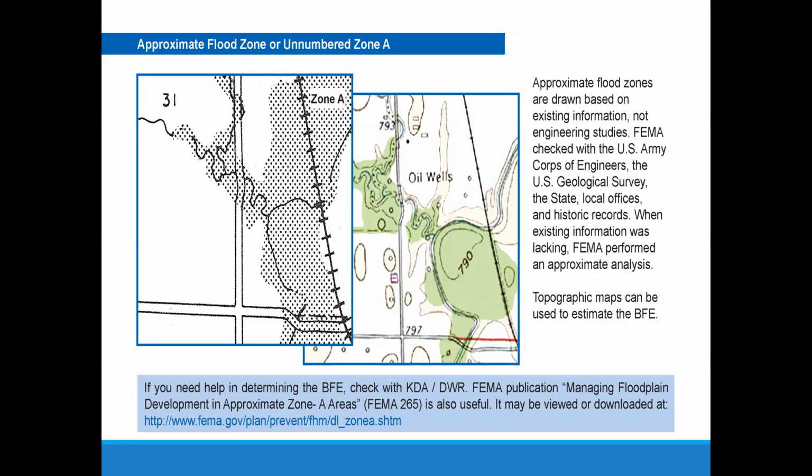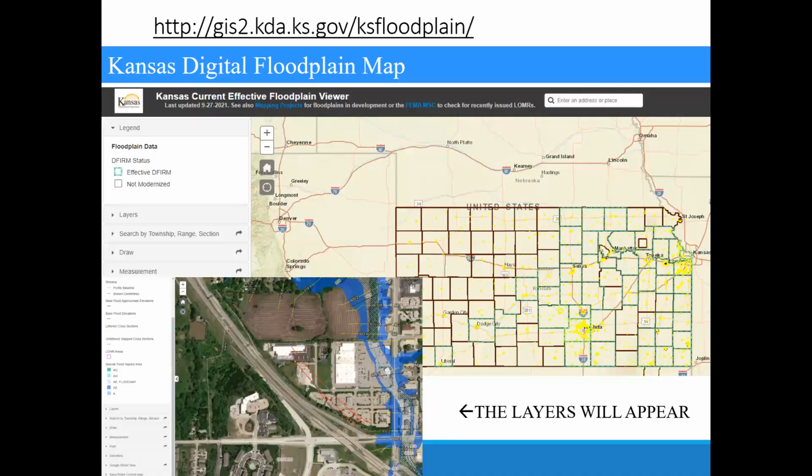Okay, so I did mention unnumbered A zones. They're approximate floodplains. They don't have base flood elevations, so we have to find another way of getting a base flood elevation to be able to permit any development in these areas. So one option is through our current effective floodplain viewer, and again, Steve put that link in the chat. So if you have a digitalized floodplain, and you can see which counties do have digital firms, they're outlined in green on this map.